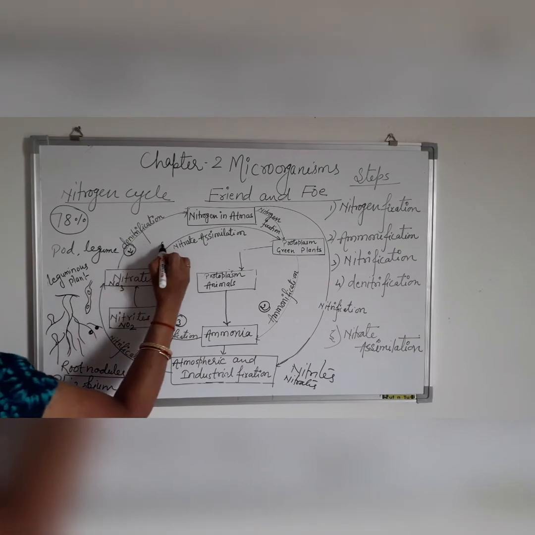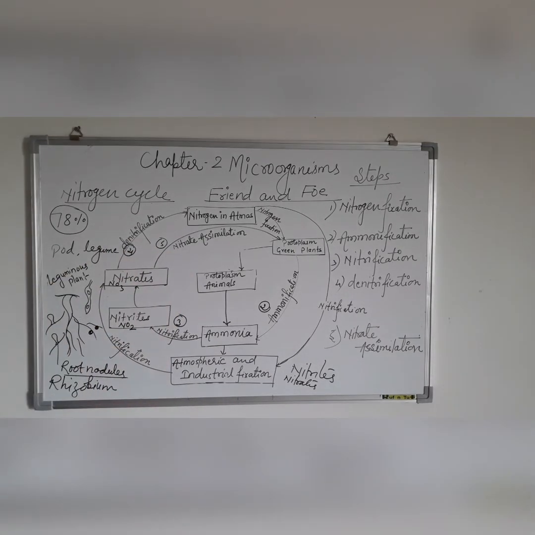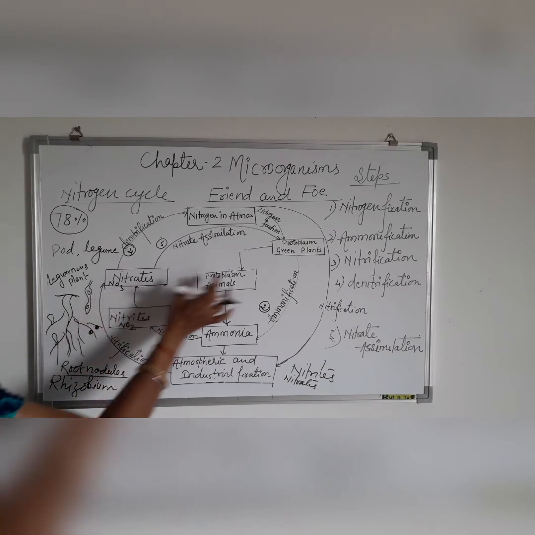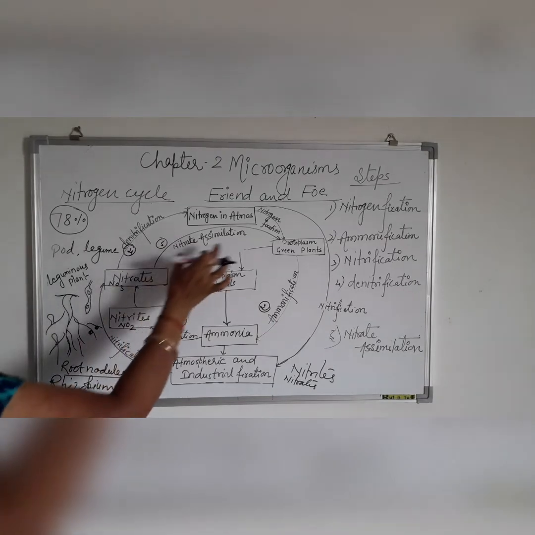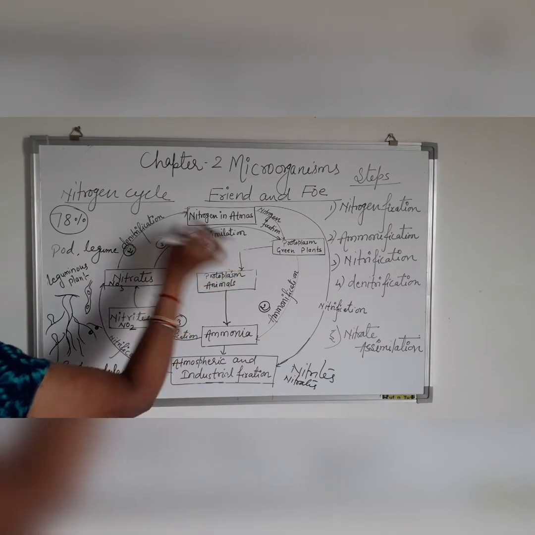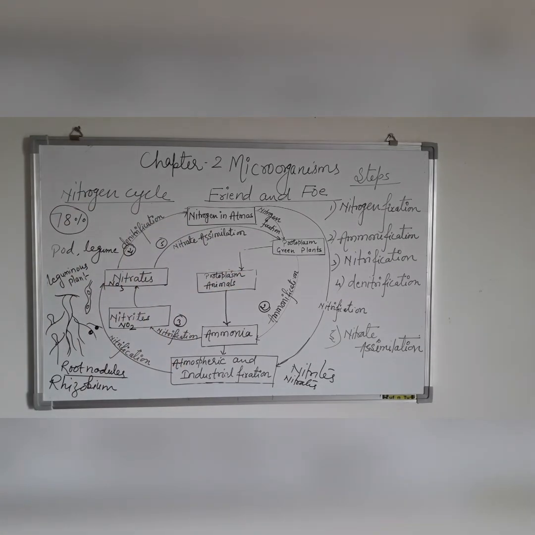And the last point is nitrate assimilation. As we have learned in the previous class, the food after digestion is absorbed, and after absorption the food is circulated by the blood and utilized by the cell for growth and reproduction. In the same way, when the nitrates are formed and they come into the soil, they are used by the roots of the green plants for growth and development. As the nitrates are being utilized, that's why it is called nitrate assimilation.